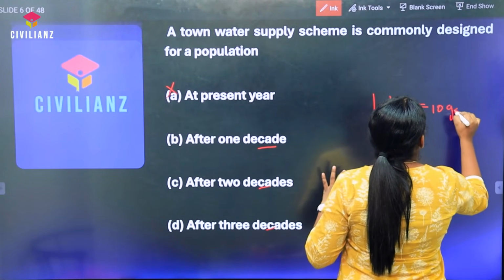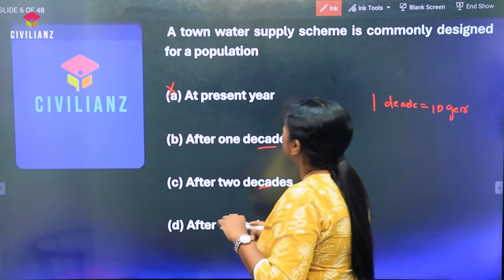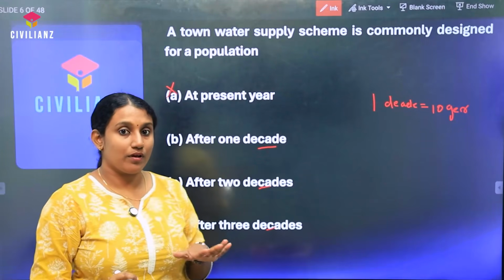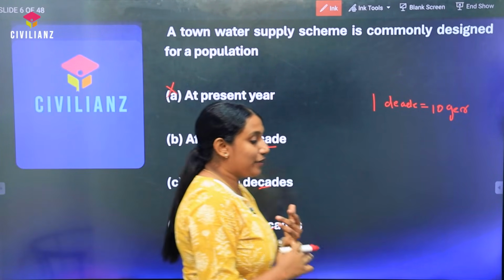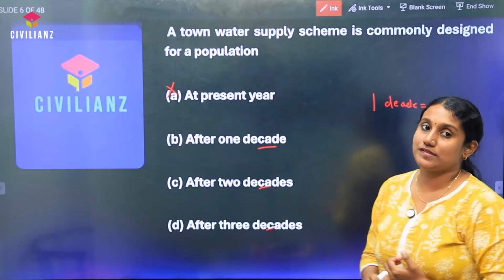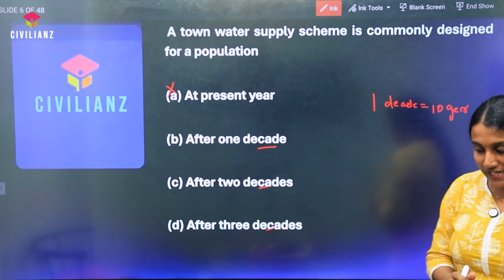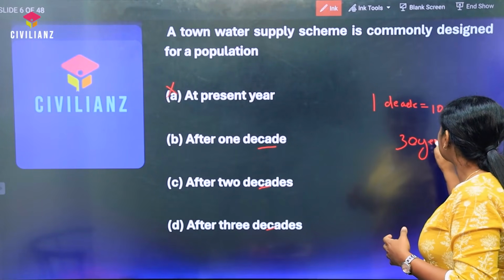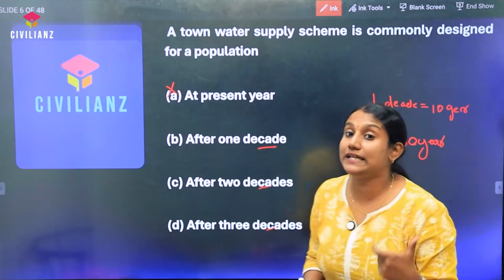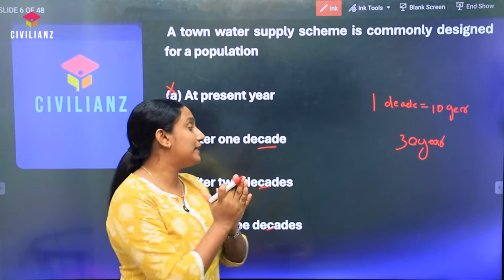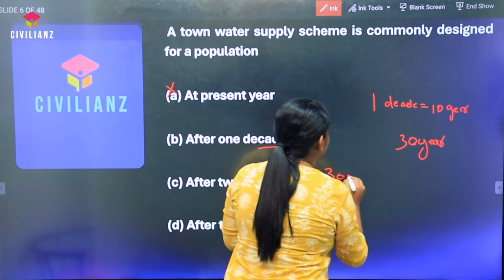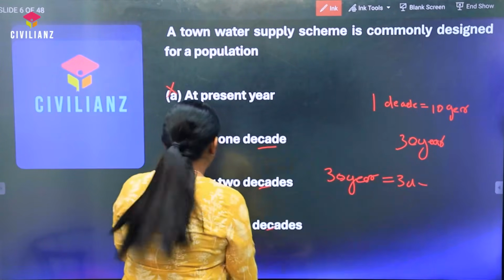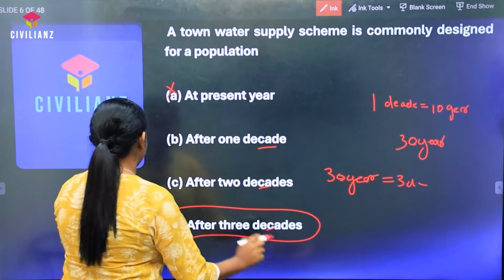So you have to study the design period of water supply scheme. We already studied the design period of pipe, design period of distribution system, design period of water supply schemes. Usually we consider 30 years. 30 years means how many decades? 30 years equals 3 decades. So after 3 decades, this is the answer.